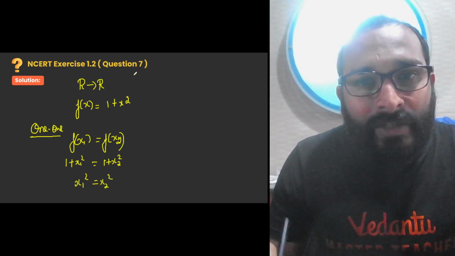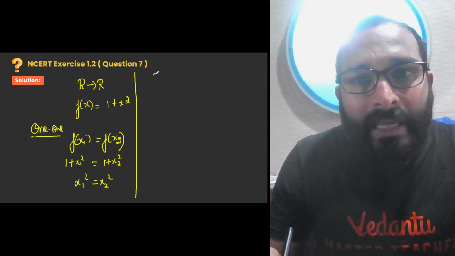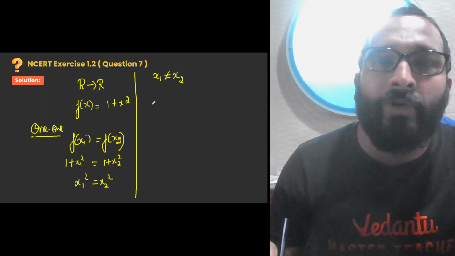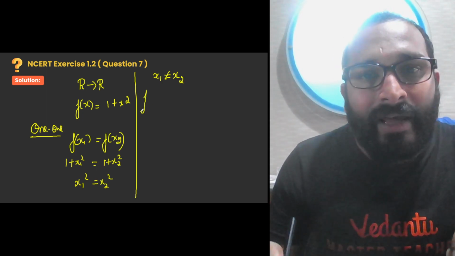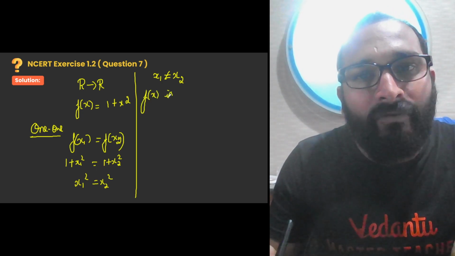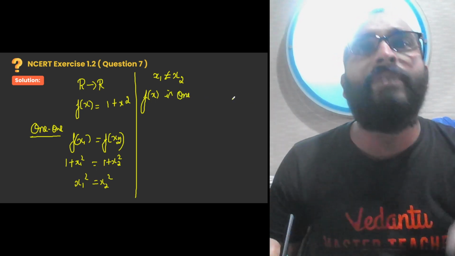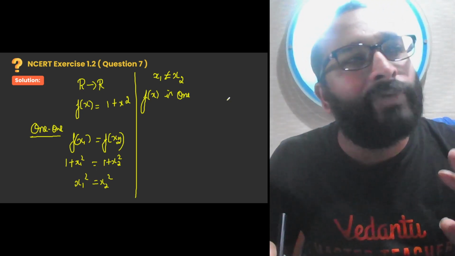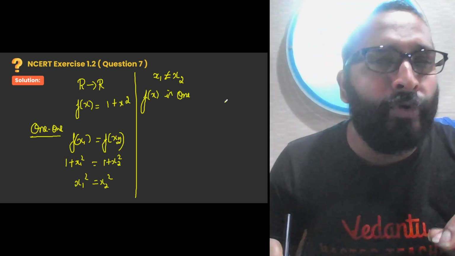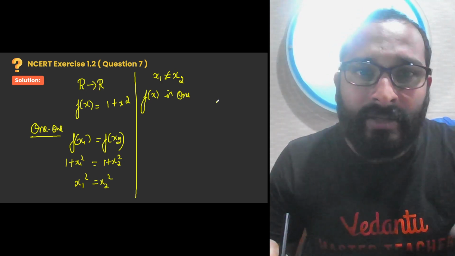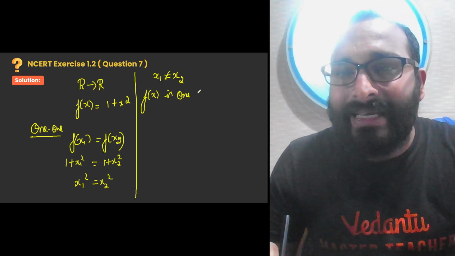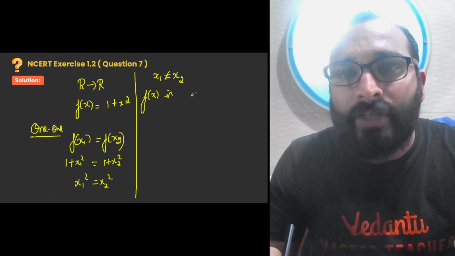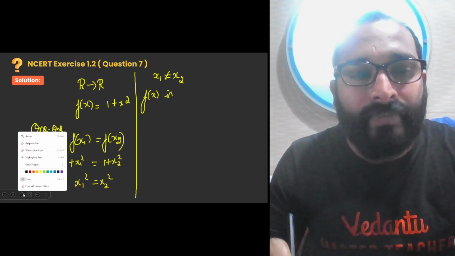No. If x1 square is equal to x2 square, the conclusion is not necessarily x1 equal to x2, children. It can be minus x2 also, right? So in that case, f of x is not 1-1. Take the values minus 1 and 1. 1 plus (minus 1) whole square also gives you 2, and 1 plus 1 whole square also gives you 2. In that case, for two different values in the domain, you have the same value in the codomain, correct? So f of x is not 1-1. We write f of x is not a 1-1 function.